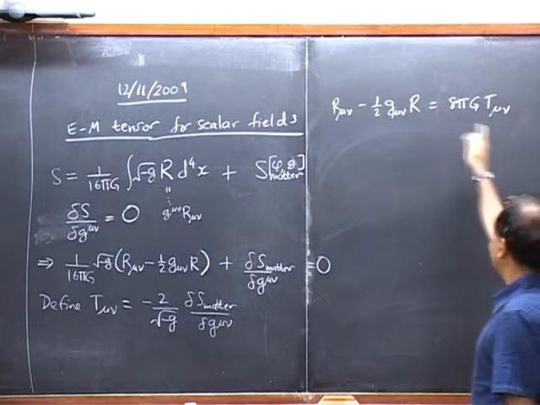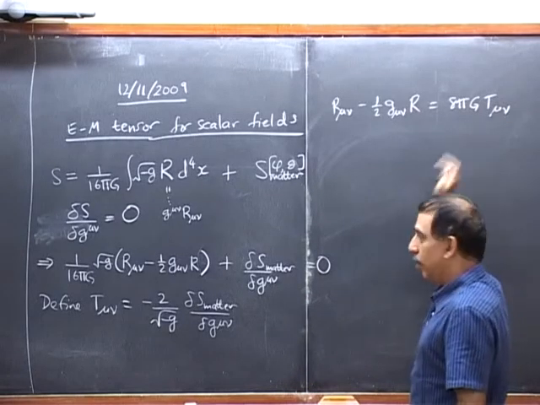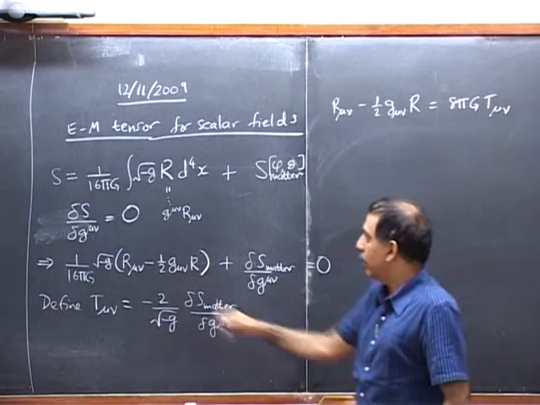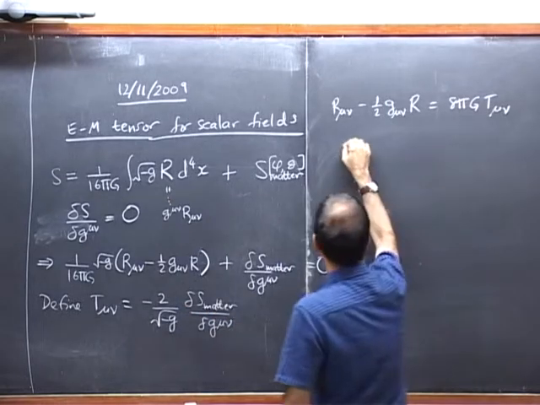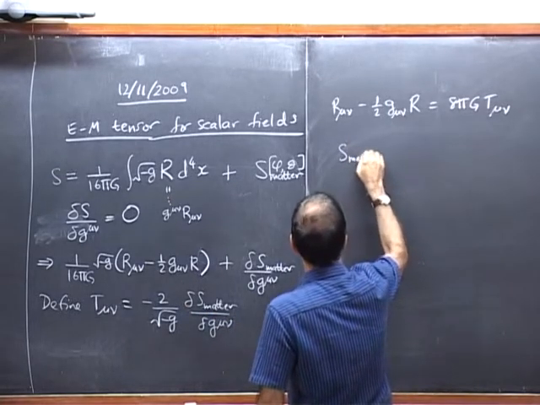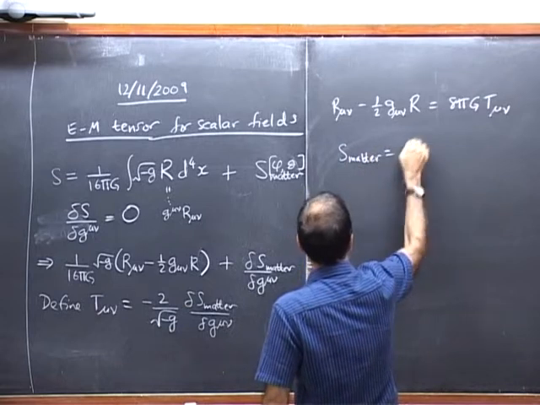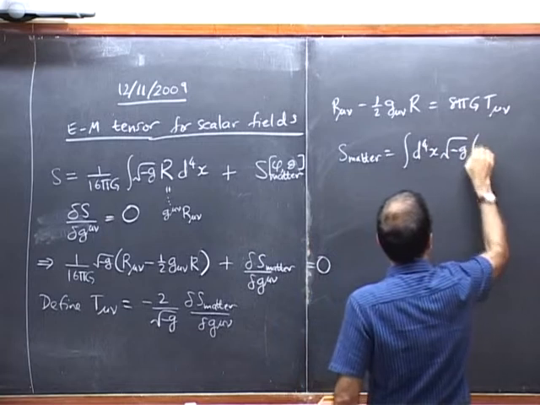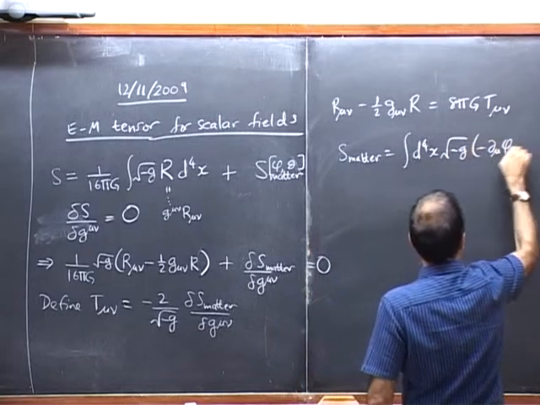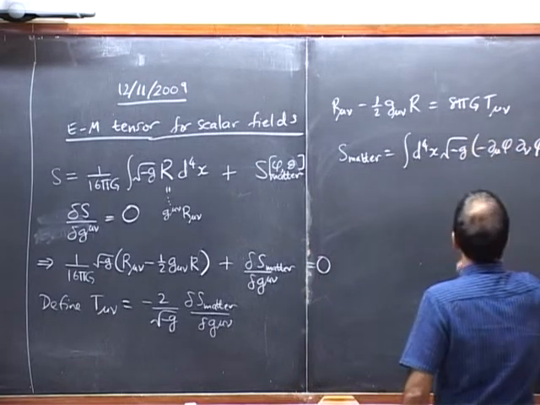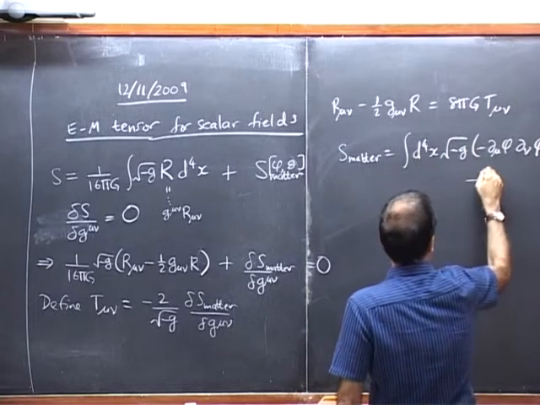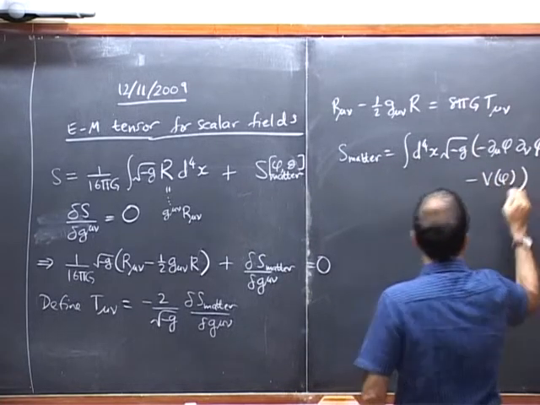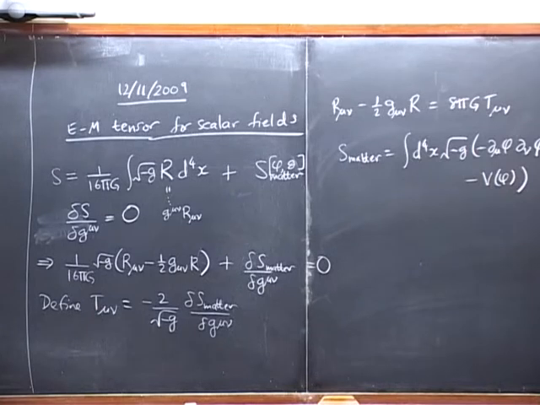This is correct. Of course, we have always used this, but I just wanted to make these definitions clear. Now, let me choose for S matter the Lagrangian for a Klein-Gordon or scalar field. The Lagrangian always has the form of T minus V. T is the kinetic energy, V is the potential energy. So V always comes with a minus.